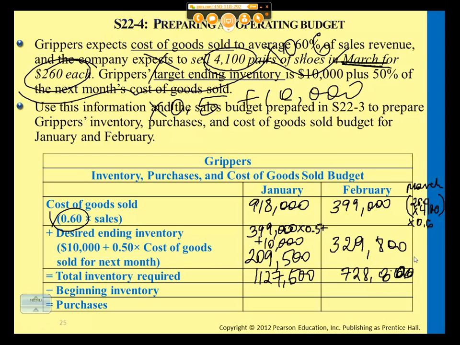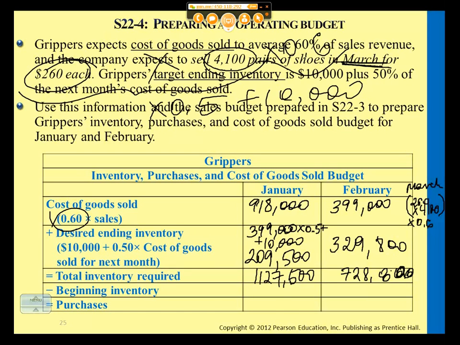Now, how am I going to subtract the beginning inventory? How do I know my beginning inventory? From the desired ending inventory of the previous month. Okay, what am I going to do with January? So you're going to subtract 1,127,000 by 728,000. So it's total inventory required minus the beginning inventory of the month.